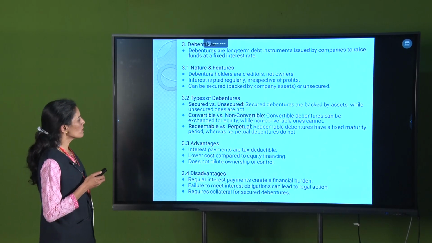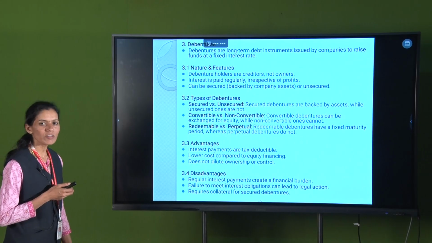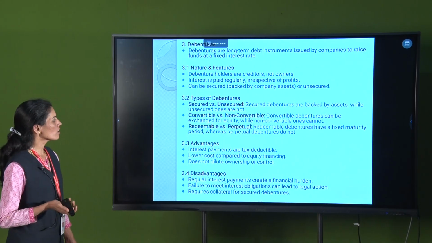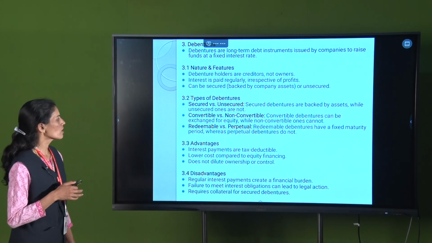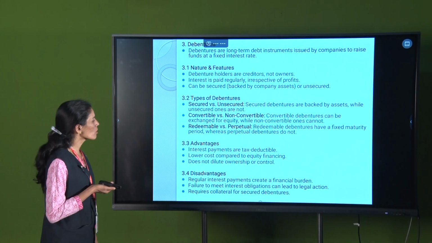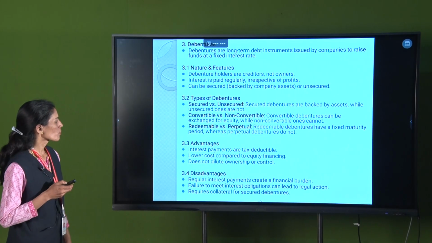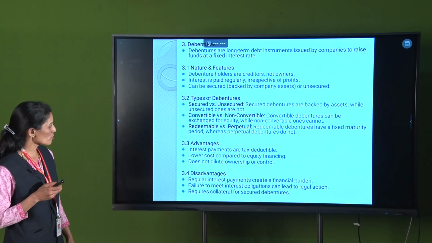Then the types of debenture: the first one is secured and unsecured debenture, the second one is convertible and non-convertible debenture, and the third one is redeemable or perpetual debenture. What are the advantages and disadvantages of that?